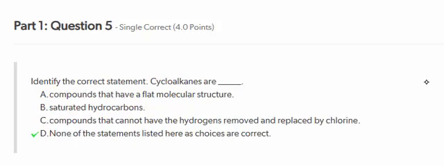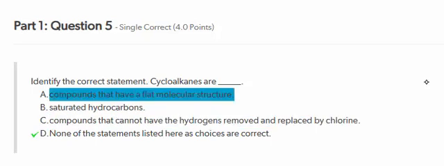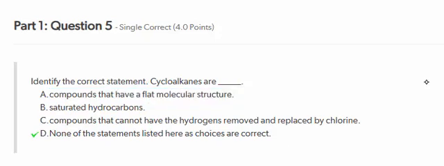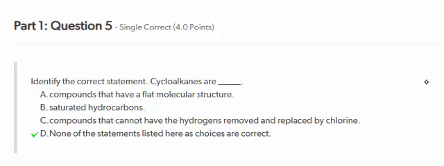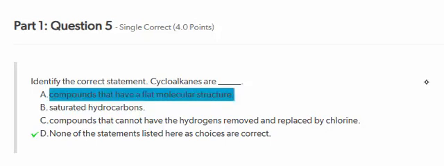Number 5, identify the correct statement. Cycloalkanes are what? Well, they're not saturated hydrocarbons because adding that ring structure actually takes away 2 hydrogens. So it introduces 1 degree of unsaturation. They don't necessarily have a flat molecular structure. In fact, cyclohexane can have that chair or boat conformation. And the third one, compounds that cannot have the hydrogens removed and replaced by chlorine. Well, cycloalkanes can have their hydrogens removed and replaced by chlorine. So none of those statements are correct.